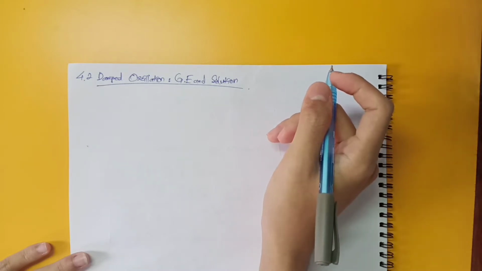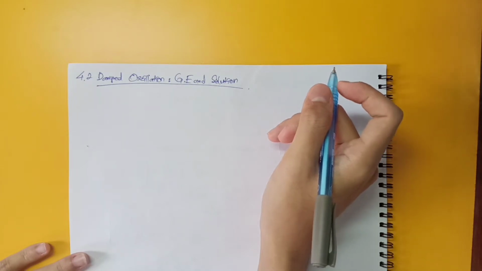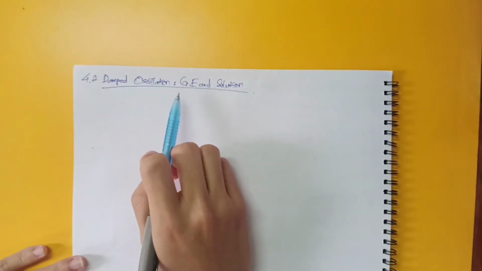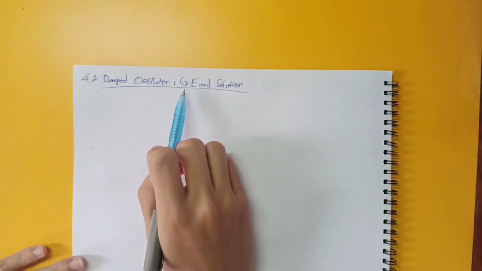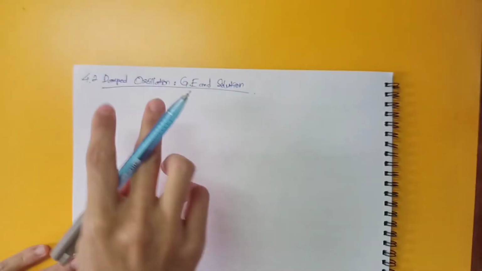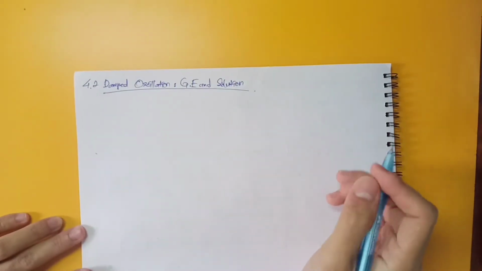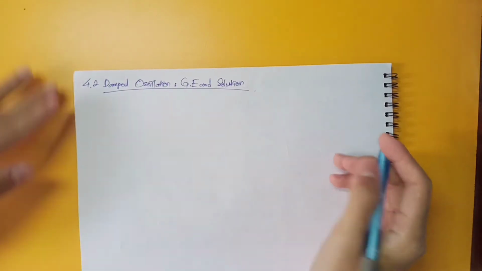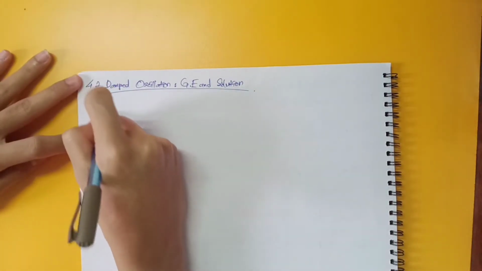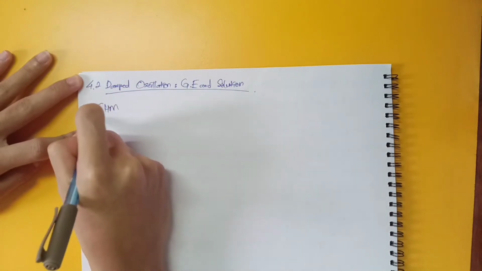So today we are going to go into 4.2, damped oscillation, where we want to find the general equation and the solution of the damped oscillation. Now before we go through it here, we have to refer back to our previous lecture, which is about the SHM, the simple harmonic motion.